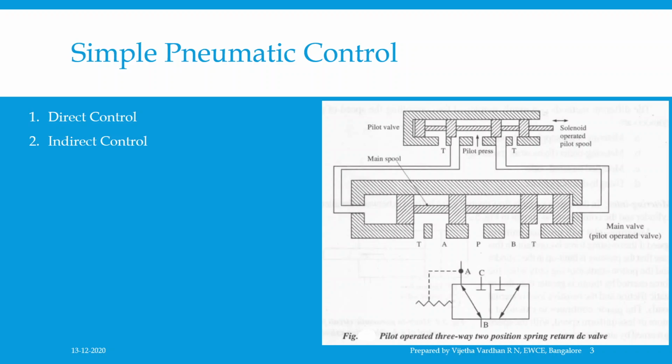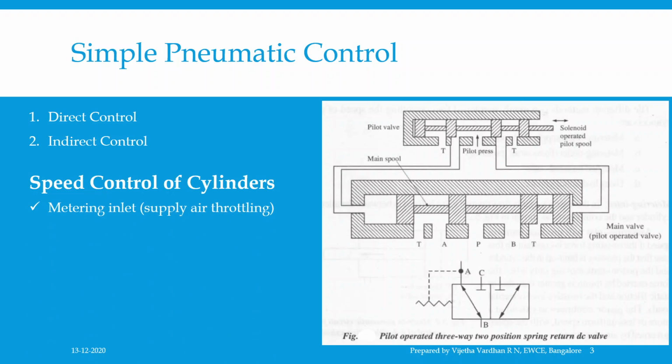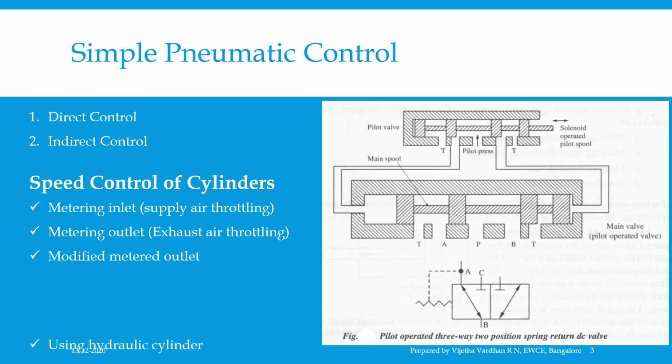Normal speed range is 0.5 to 2.5 meters per second, and attempting to operate at lower or higher speed can cause problems. The different methods commonly employed for controlling the speed of pneumatic cylinders are as follows: metering inlet, that is nothing but supply air throttling, metering outlet, exhaust air throttling, modified meter outlet, and using a hydraulic cylinder. We will discuss each one of them in detail.